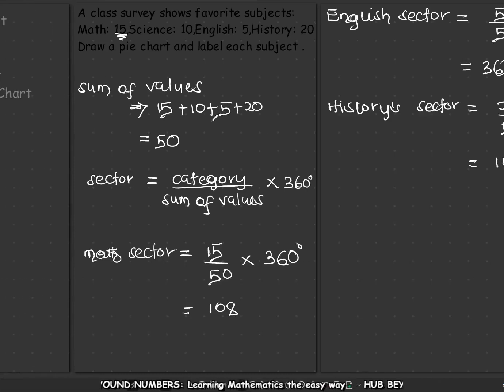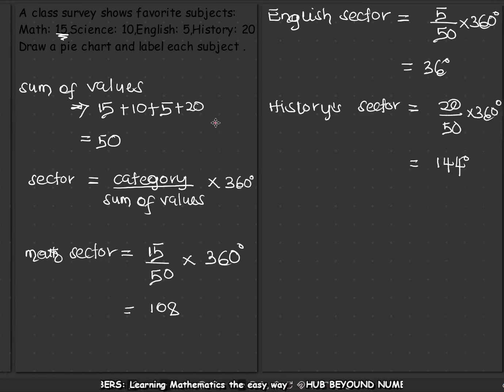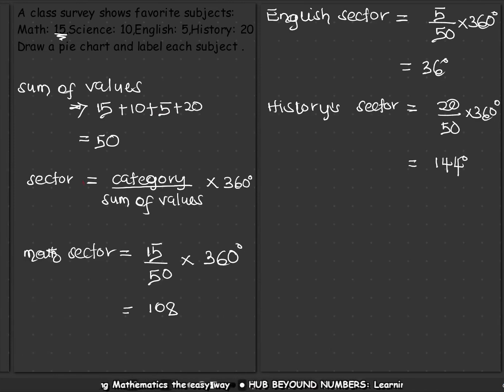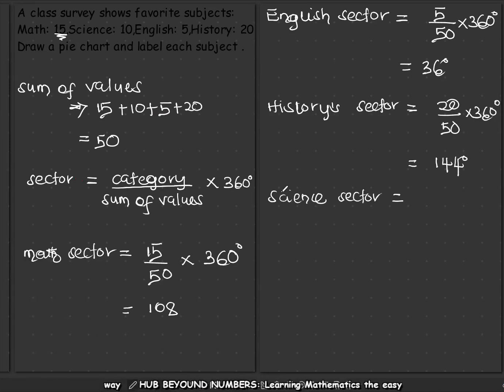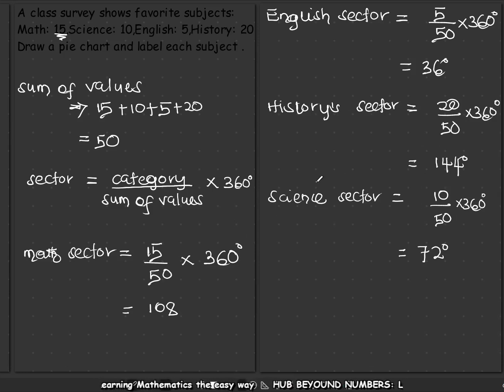I think we left out the science. Science was 10. So let's quickly do that for science as well. The sector for science is going to be 10 over 50, then times our 360 degrees. If we evaluate that, we are going to get 72 degrees. So with this, we've been able to calculate the sectors for all the categories: maths, English, history, and science.